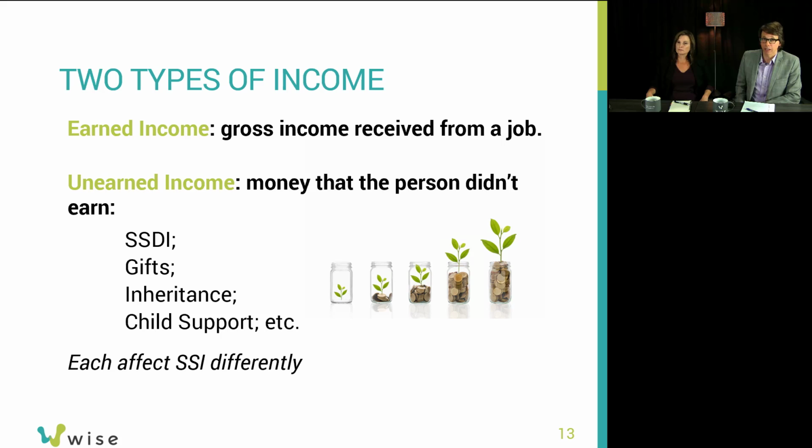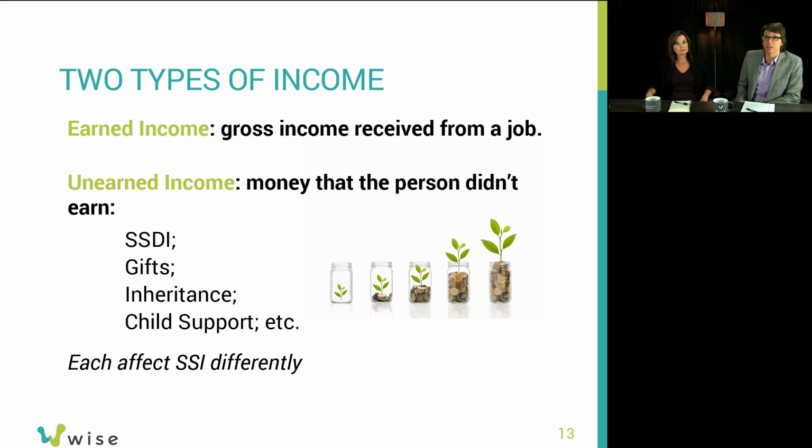Now, unearned income is money that the person did not earn from a job. So, for example, SSDI. SSDI is another benefit program that we talked about. That's considered unearned income. So if a person has SSI and they qualify for SSDI, it will have an impact on their SSI benefit check.